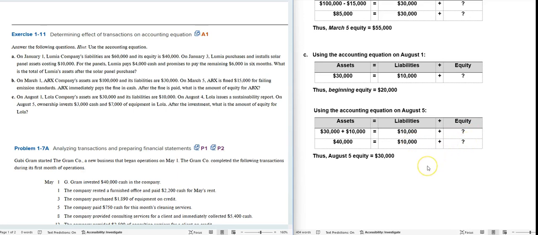Okay. Again, using that basic accounting equation, it must always stay in balance. So if something is affecting it, it's going to affect at least two things.